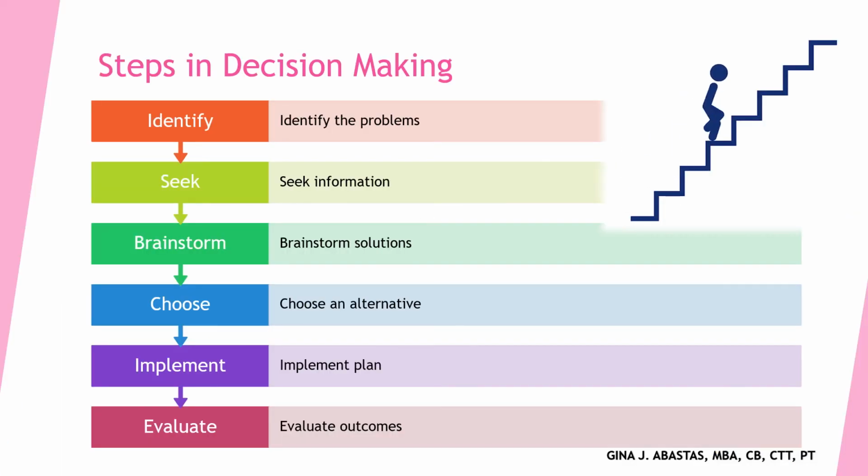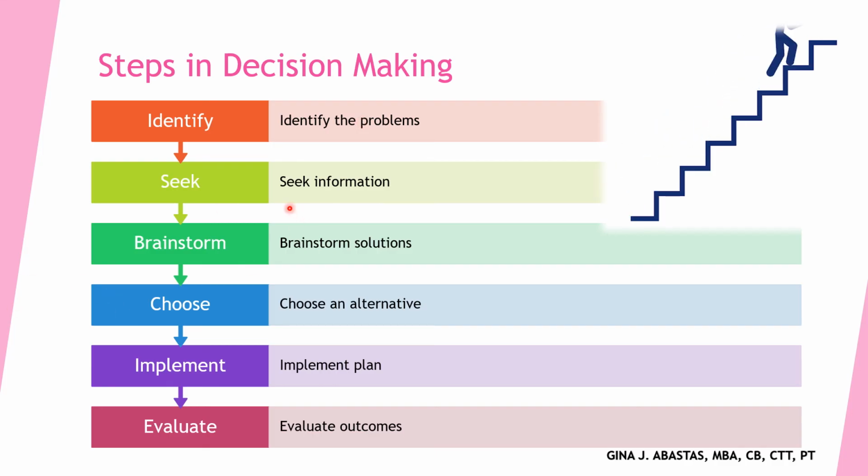And so we have here the steps in decision making. First, you have to identify the problem. Realizing what there is to make decisions for is very important. Decisions are not made arbitrarily. They result from an attempt to address a specific problem, need, or opportunity.